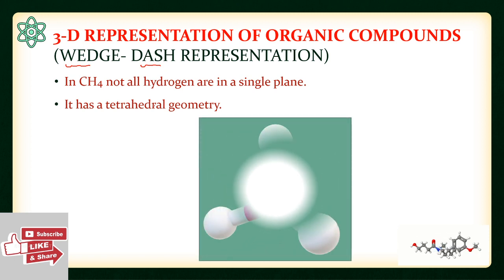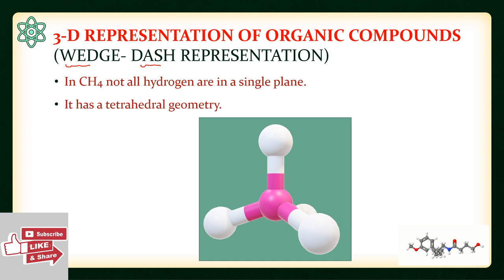You can clearly see the structure of methane over here, where the pink one represents the carbon atom and the white ones represent the hydrogen atoms. Now there are 4 hydrogens, and we can see that one of the hydrogen atoms is out of the plane, facing towards me, and another hydrogen atom is into the plane. So one is out of the plane and the other is into the plane, facing away from the person looking at it.